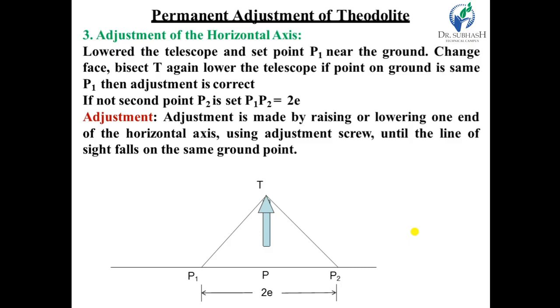If not, a second point P2 is set and P1 to P2 is equal to 2E. Right? The distance between them is 2E. So we have to adjust that distance. For adjustment, raise or lower one end of the horizontal axis using the adjustment screw until the line of sight falls on the same ground point. That adjustment screw is given on the frame of the telescope.